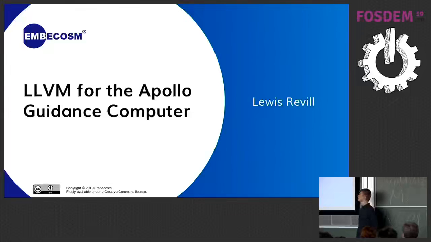I'm going to speak about the Apollo guidance computer and my attempt to write an LLVM backend for it.